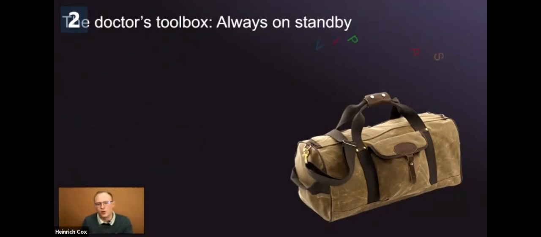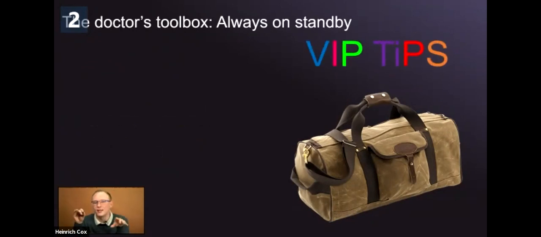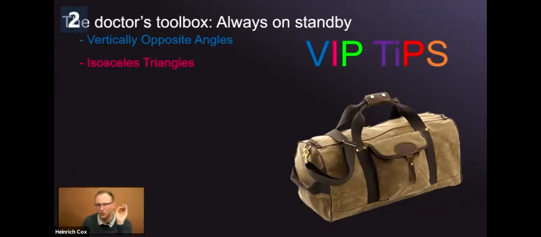So for the toolbox, we're looking for VIP tips. Okay, so what are these VIP tips, right? So what you've always got to have in your back pocket is the idea that vertically opposite angles are equal, right? So as soon as you find an angle and you see it's got a vertically opposite angle, you want to mark them as being equal. The I is for isosceles triangles, right? So for isosceles triangles, we know that the angles opposite the equal sides are going to be equal, or that if you've got equal angles, that you must also have equal sides that are opposite those.